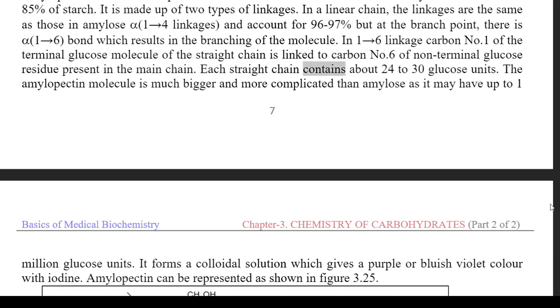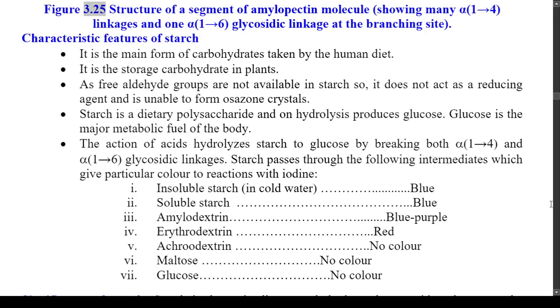Each straight chain contains about 24 to 30 glucose units. The amylopectin molecule is much bigger and more complicated than amylose, as it may have up to 1 million glucose units. It forms a colloidal solution which gives a purple or bluish-violet color with iodine. Amylopectin can be represented as shown in Figure 3.25. Figure 3.25 Structure of a segment of amylopectin molecule, showing many alpha 1→4 linkages and 1 alpha 1→6 glycosidic linkage at the branching site.